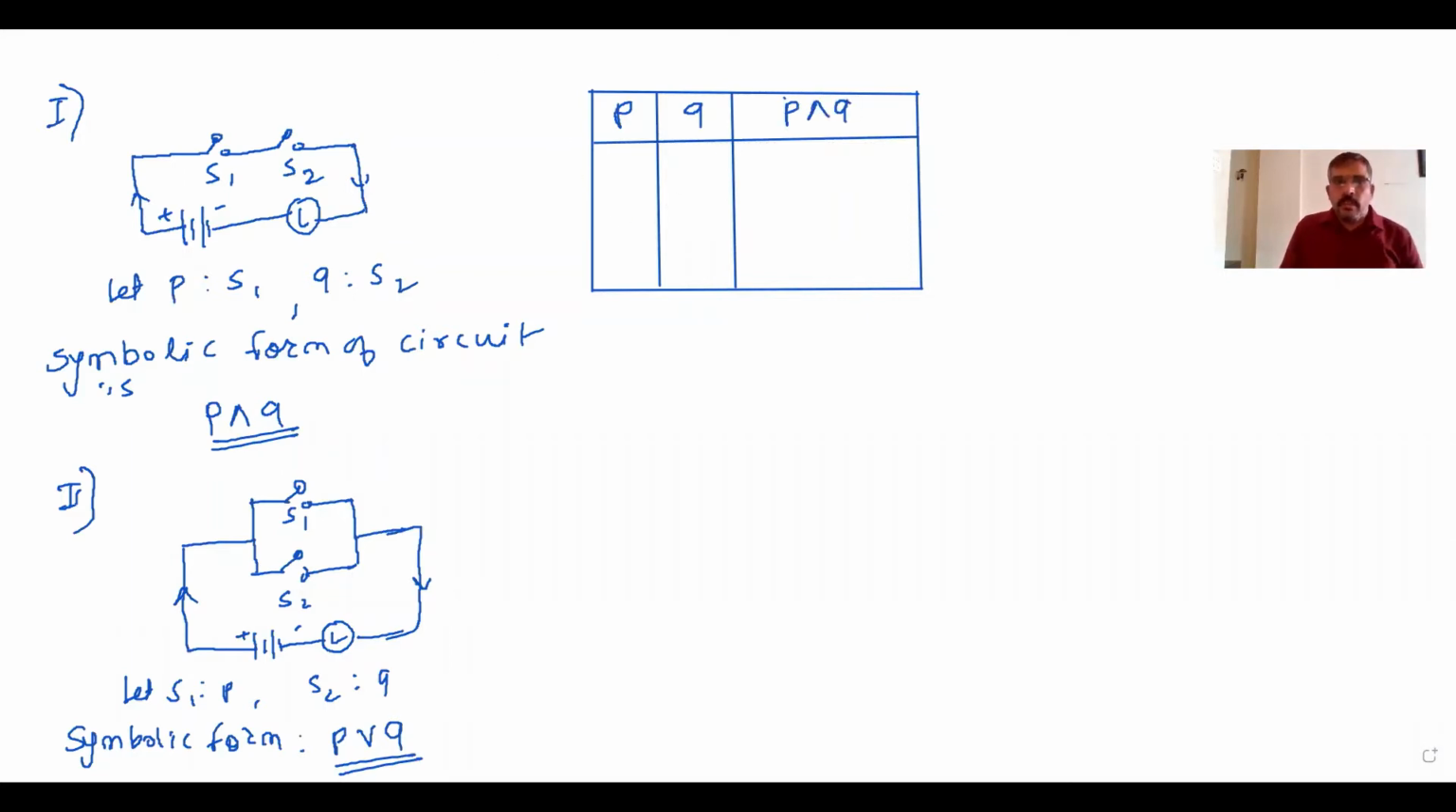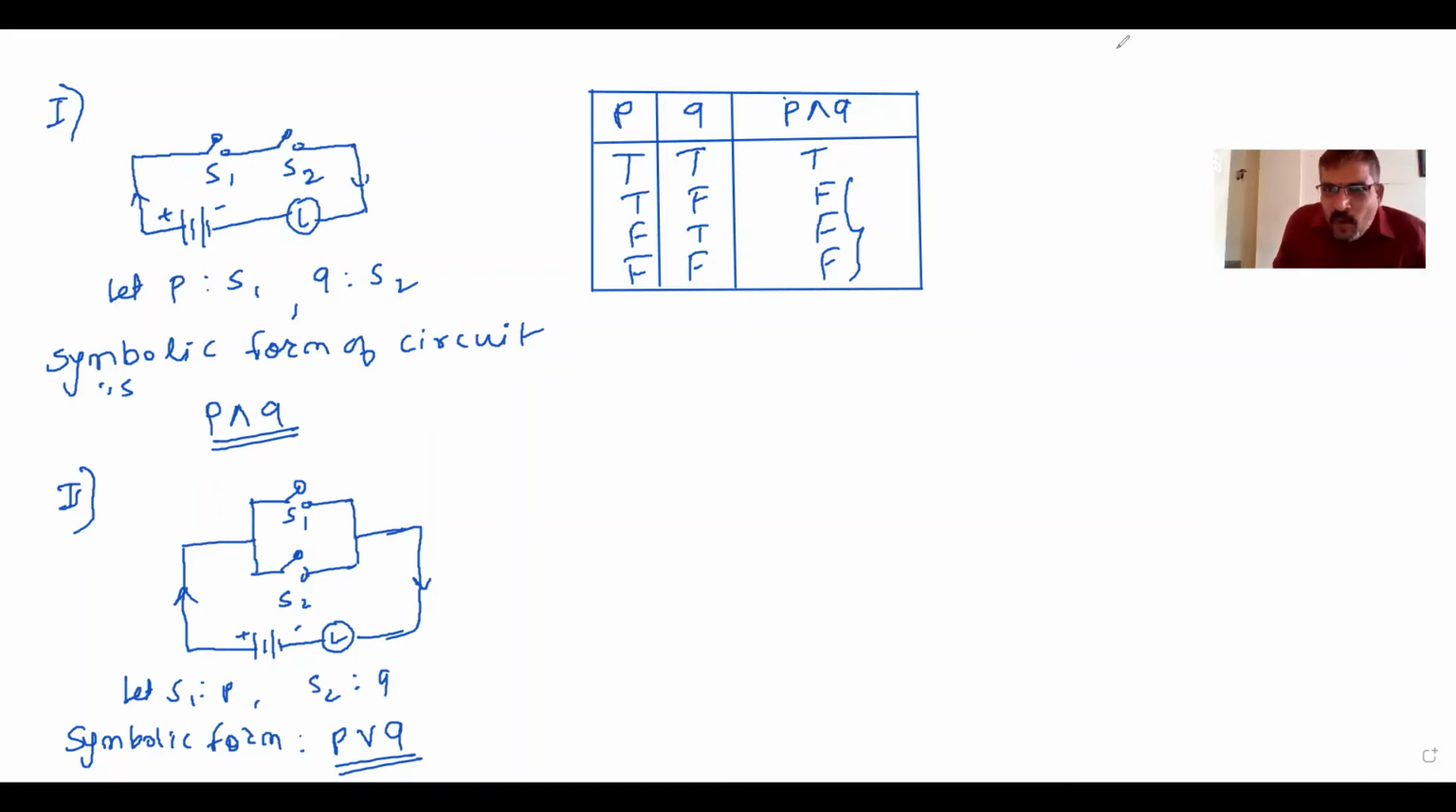As we have studied, if P and Q are two atomic statements, there are four possibilities of truth: both may be true, first true and second false, first false and second true, and both false. The result is true, false, false, false. Here, the conjunction is true only when both are true. Otherwise, the conjunction is false. Similarly, in this figure, current flows through the circuit only if both switches are on.